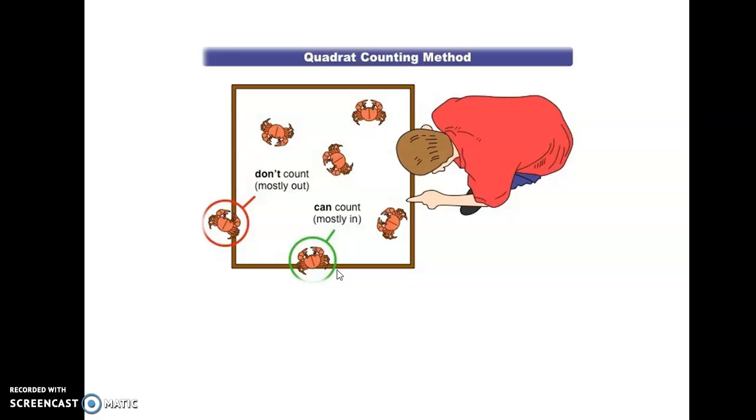What is the peculiarity of these 2 crabs? One of the crabs is moving out, while this crab is moving in. So we can take this crab for our counting, but here it is mostly out. We cannot take this particular crab. So in this method, we are counting the number of organisms by the quadrant method. I hope you understood.